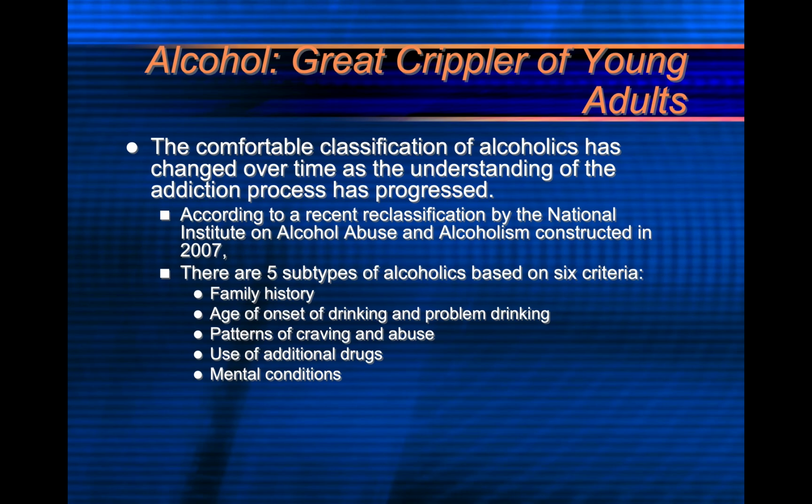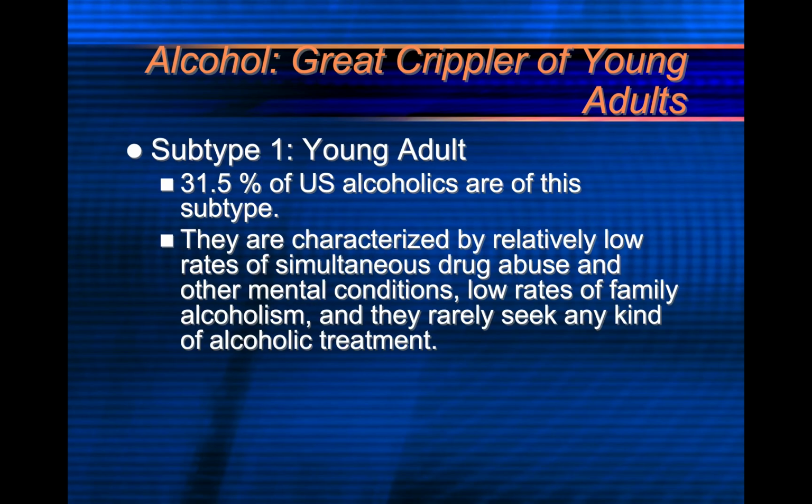The classification of alcoholics has changed over time as the understanding of the addiction process has progressed. According to a recent reclassification by the National Institute on Alcohol Abuse and Alcoholism, constructed in 2007, there are 5 subtypes of alcoholics based on 6 different criteria. Family history is one criteria. Age of onset. These are the criteria, and actually there's only 5 criteria. It's very confusing. Family history, age of onset of drinking and problem drinking, patterns of craving and abuse, use of additional drugs, and mental condition are the 6 criteria.